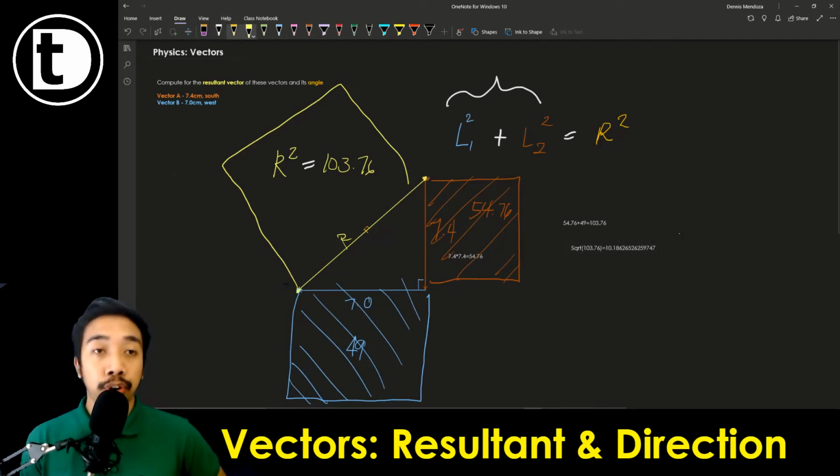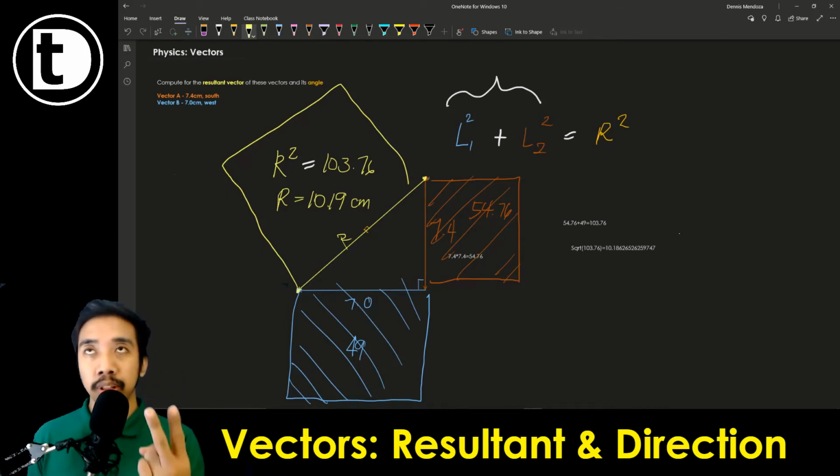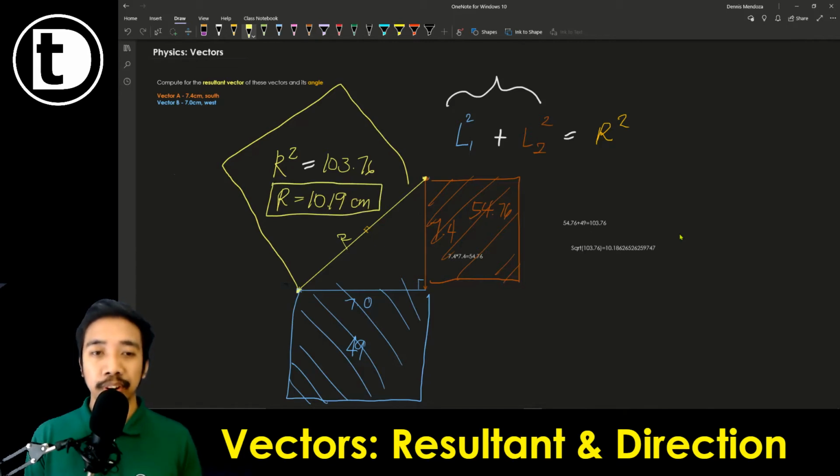So our value for our R then is 10 point, sige, i-round off na lang natin. You can have 10.19 or just 10.2. So it depends on your teacher. If your teacher requires you to have like 2 decimal places, just use that. Or kung tatlo naman, just follow para you all have uniform answers in your class. Okay, so that's it. The answer for our R, our resultant vector then, is 10.19 centimeters. There you have it. So that's for your resultant vector.